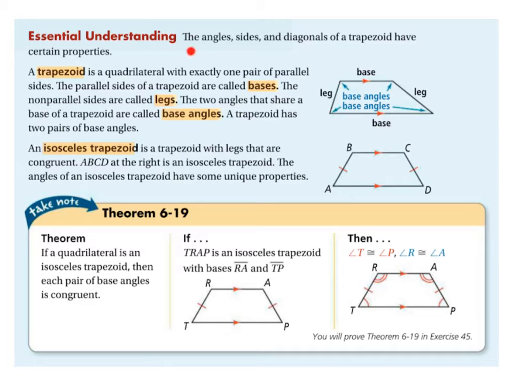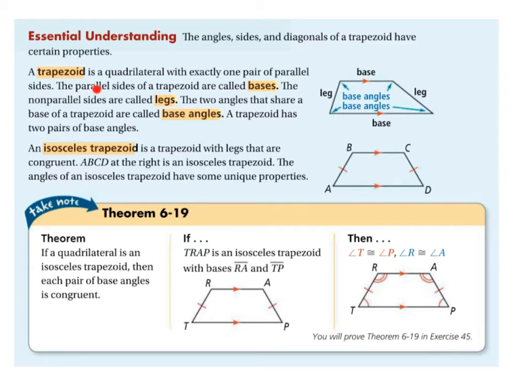Okay, let's examine some features of trapezoids and their individual parts: angles, sides, and diagonals. A trapezoid is a quadrilateral that has exactly one pair of parallel sides. So we can't say that all parallelograms are trapezoids, because parallelograms have at least one pair of parallel sides, right? Because it's got to be exact. So you can't be both a trapezoid and a parallelogram, if that makes sense.